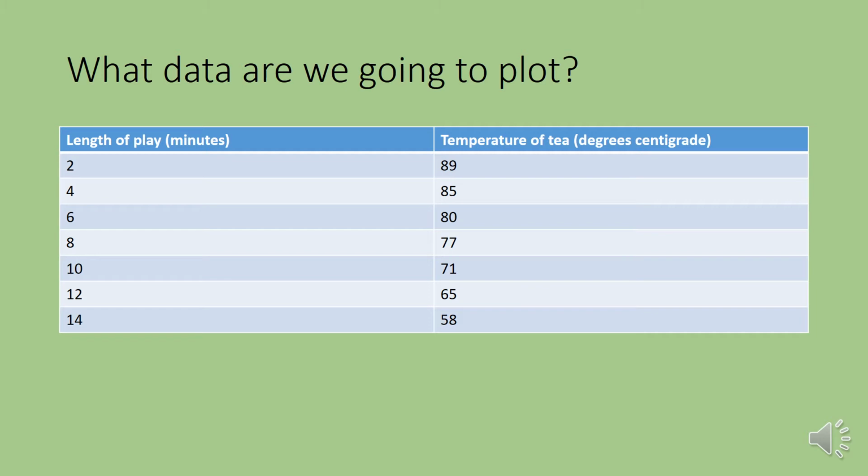So after 2 minutes, what was the temperature of the tea? And what did I measure the temperature in? Degrees centigrade. So after 10 minutes, what was the temperature of the tea? 71 degrees centigrade. Please notice that we haven't got anything in our table apart from the numbers. We've kept it clear by putting the units in the heading. Okay, so there's our data. So that's what we're going to plot. So which one would go on the y-axis and which one would go on the x? What was the data that we were measuring?